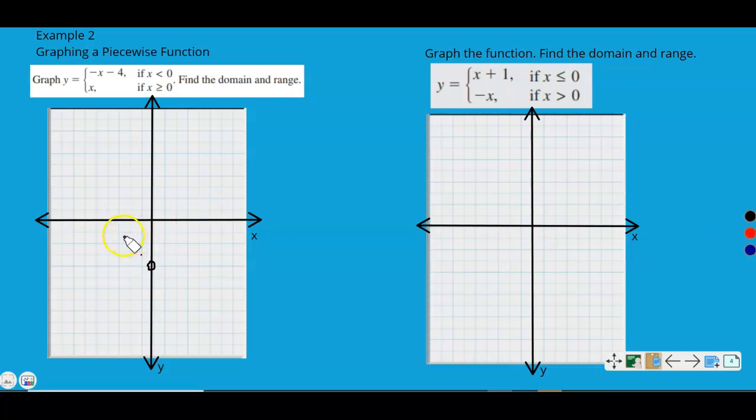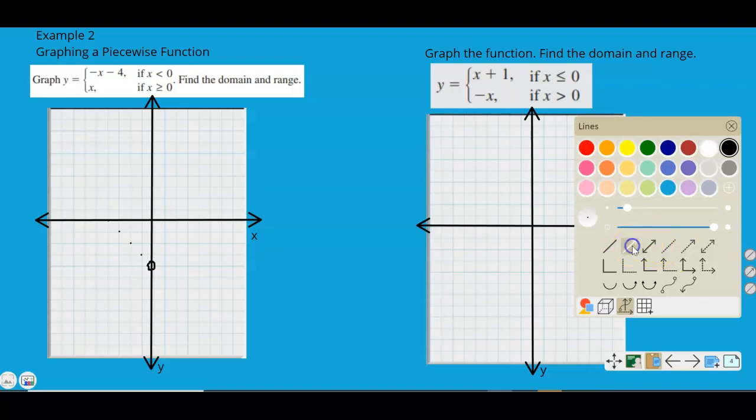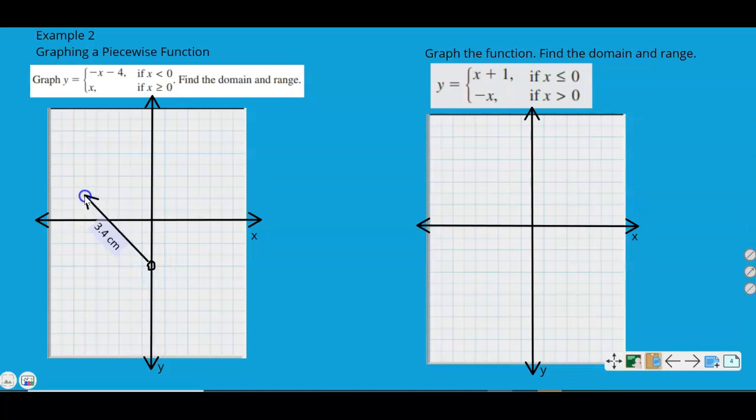All right, so up 1 over 1, and you can see that it's still going downhill. So it's still got that negative slope. It's got a negative 1 slope, and that would be my line. So let's draw a line here with an open circle at the end, and then graphed in this direction for however far. So that is the graph of y equals negative x minus 4 if x is less than 0.